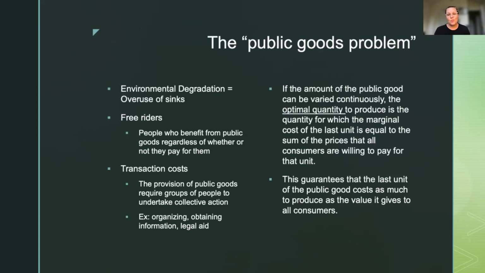So you can see that without government, without Congress passing legislation, the national parks wouldn't be where they are today. That land would have been developed and the environment around there degraded, species eliminated. So the answer to the public goods problem is government regulation. If the amount of the public good can be varied continuously, then the optimal quantity to produce is a quantity where the marginal cost of providing that last unit is equal to the sum of all the value that the consumers are willing to pay for it.